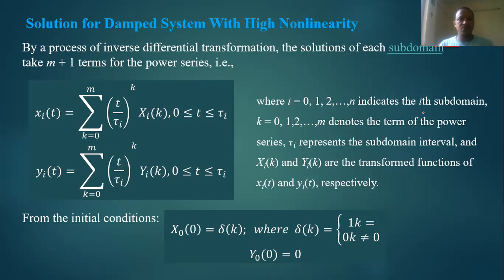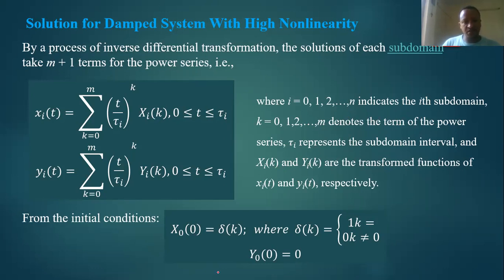k is 0, 1 to m denotes the term of the power series, and zeta_i represents the subdomain interval, and x of i k and y of i k are the transformed functions of x of t and y of t respectively.